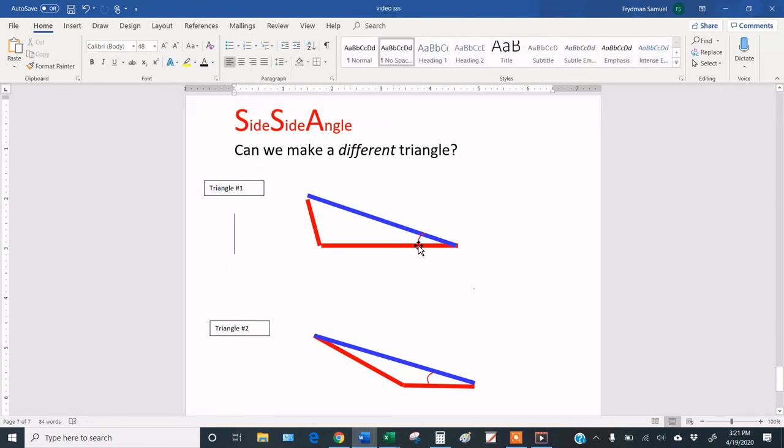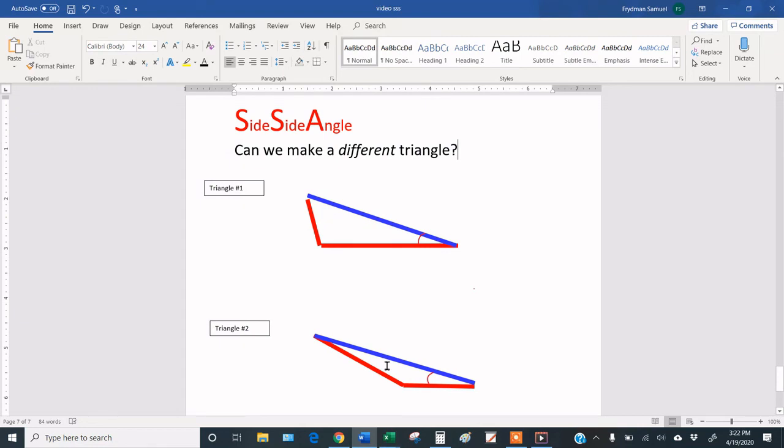And even though this angle is locked, that's okay because I did not have to change this angle when I extended this side. So that's not a problem. So the answer in this case is, yes, I can make a different triangle. However, I'm not going to put yes over here just yet. And the reason for that is I'm going to look at this other starting triangle.